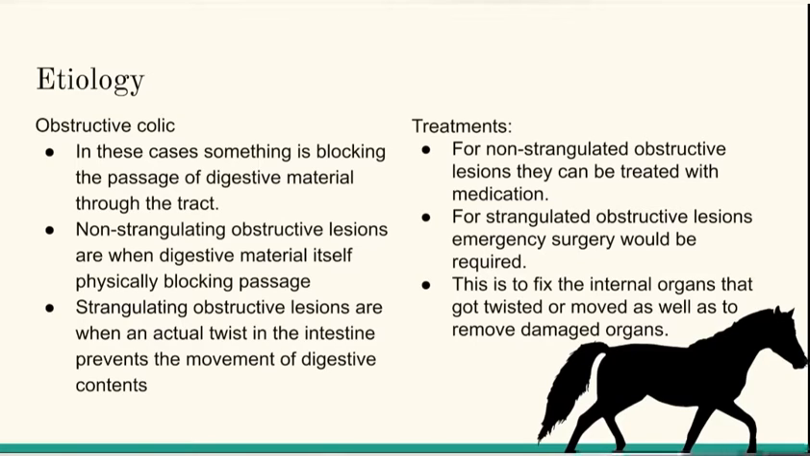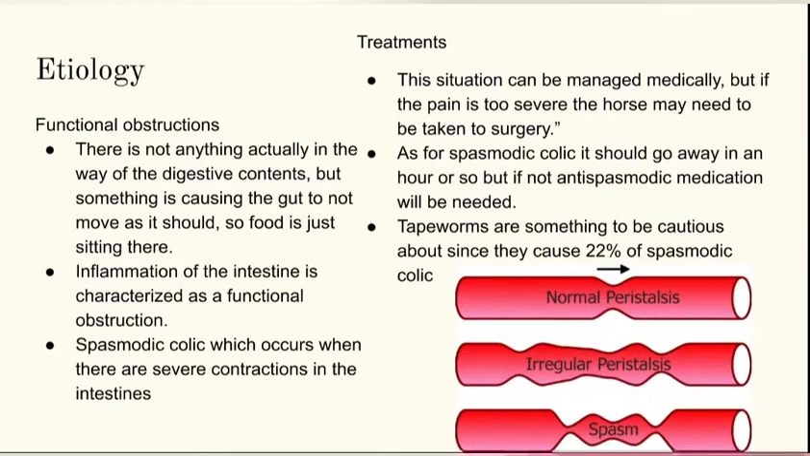the digestive content. For strangulating obstructive lesions, this will require emergency surgery in order to fix any twisted organs or remove any damaged organ. Etiology 3. Functional obstructions. This is when nothing's actually in the way of the digestive content, but something is causing the gut not to move as it should.